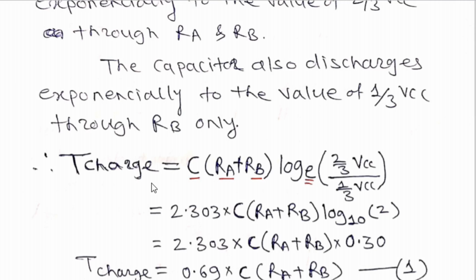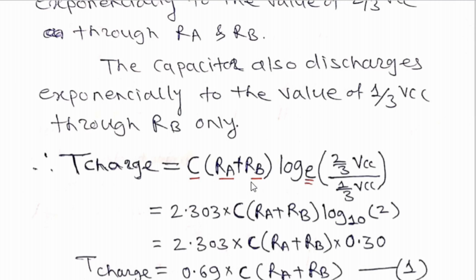So capacitor C first of all comes here, whether the capacitor is small or big. If you take a picofarad capacitor, picofarad means 10 raised to minus 12, it will get charged very fast. If you take a microfarad capacitor, it gets charged a little bit slower. And if you take a farad, it will take a long time to charge. So the value of C is very important. So in T charge, first of all, C comes.